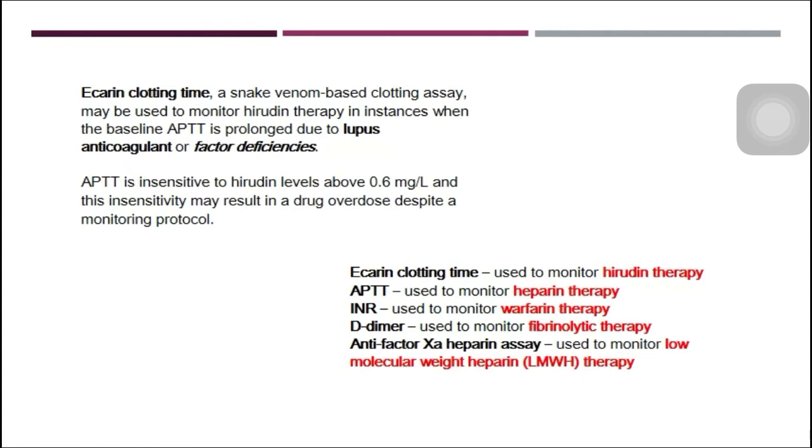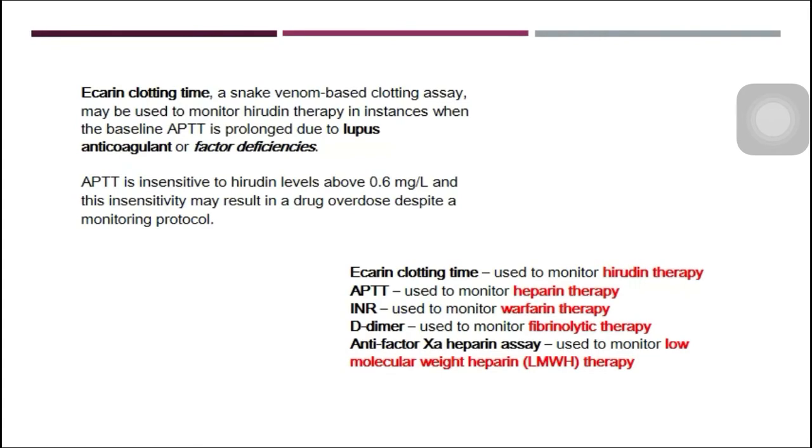And this insensitivity may result in a drug overdose. So remember, just a summary, ecarin clotting time is used to monitor hirudin therapy. APTT is used to monitor heparin therapy.